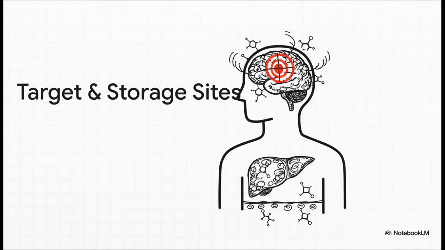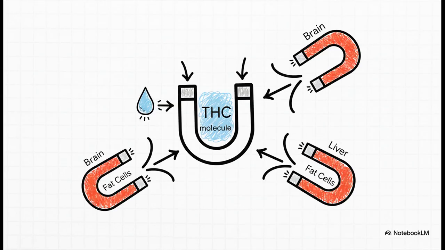The primary target, the place where THC actually causes all the chaos, is the central nervous system, the brain. But because it loves fat so much, it also gets stored in other places, mainly adipose tissue, that's body fat, and the liver, which is the organ working overtime to process it. The justification here is actually pretty simple and elegant. It all comes down to the idea that like seeks like.